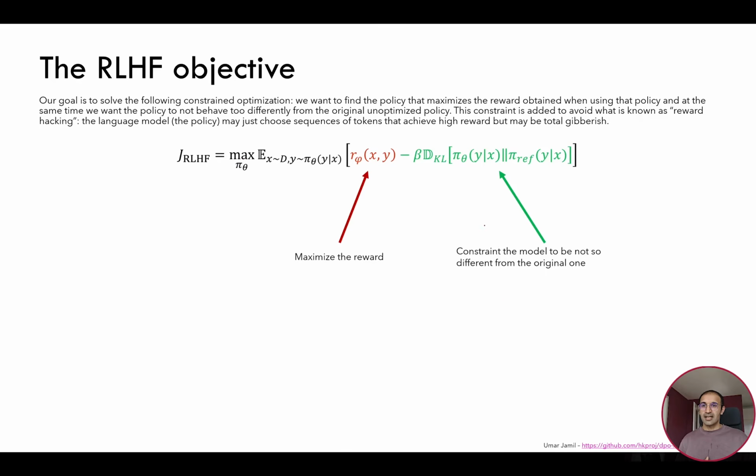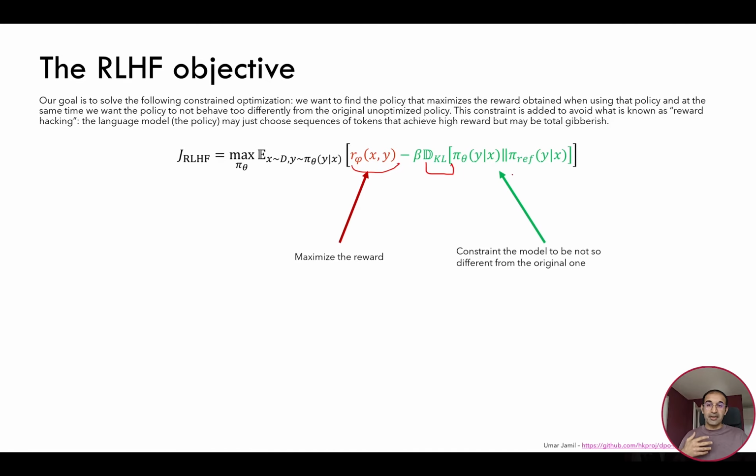So let me use the pen again. So we change the objective a little bit. So we want the language model to maximize the reward it gets from the reward model, but at the same time we add a constraint to the language model through a KL divergence. Now the KL divergence can be thought of as a distance metric. It is not a distance metric, but can be thought of as a distance metric between two distributions.